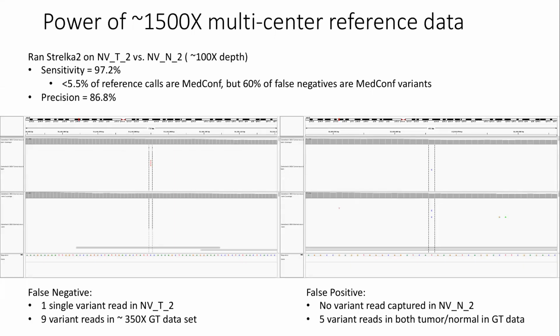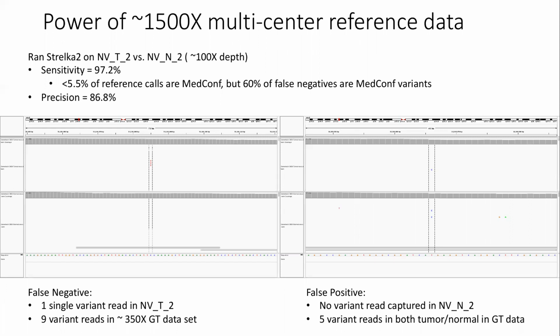I'm also showing the power of using data sets from multiple sequencing centers at a total of 1500x, and that gives you information that you will never get from a single sequencing data set.